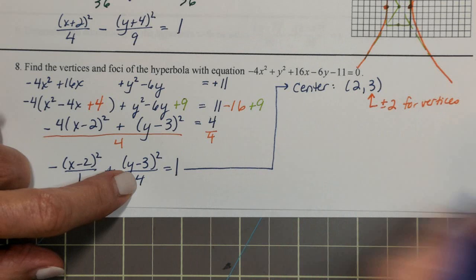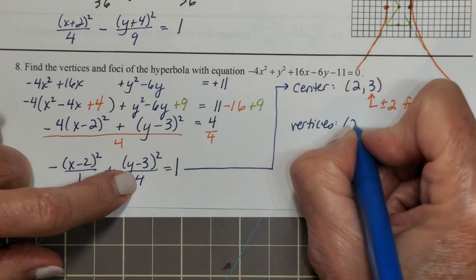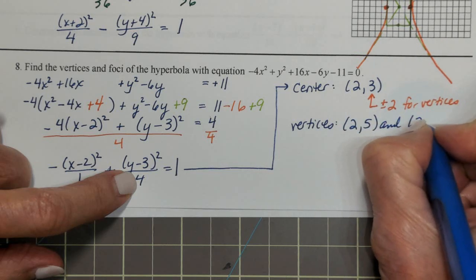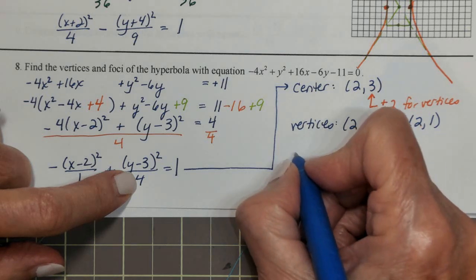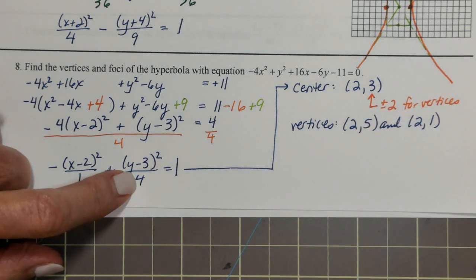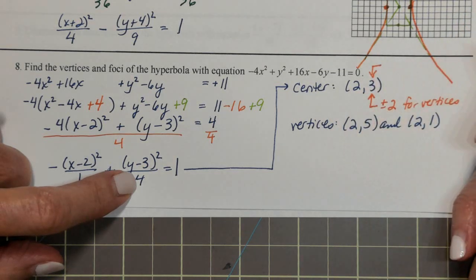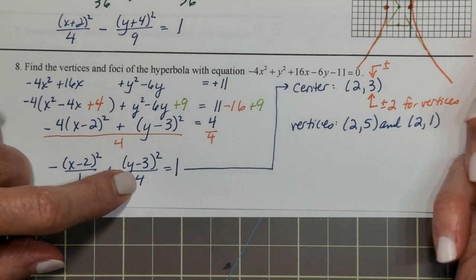So my vertices will be (2, 5) and (2, 1). Those are my vertices. For the foci, also from the y coordinate, I add and subtract little c. I need to find out what little c is.